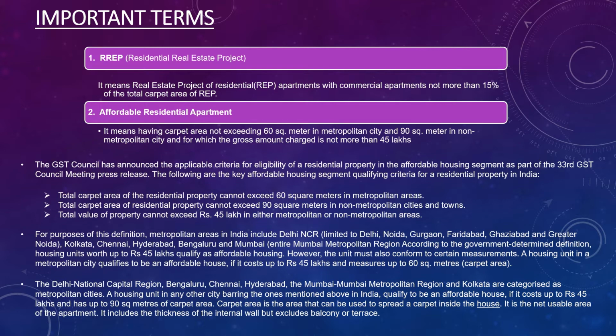So what exactly is carpet area? Carpet area is basically the area that can be used to spread a carpet inside the house, quite literally speaking. It is the net usable area of the apartment. So it includes the thickness of the internal wall but excludes the balcony or terrace.